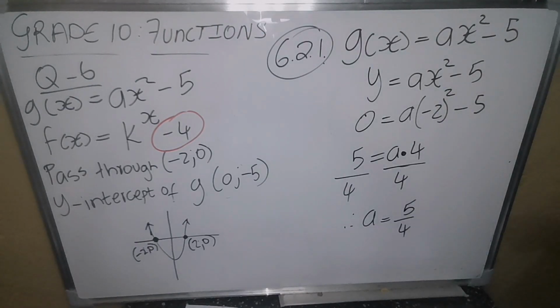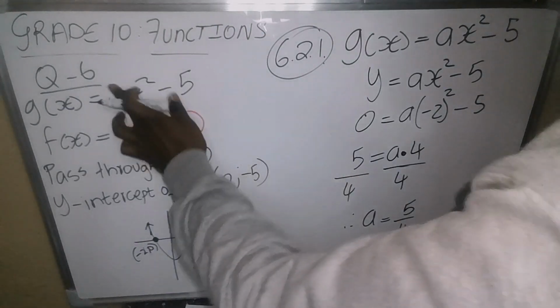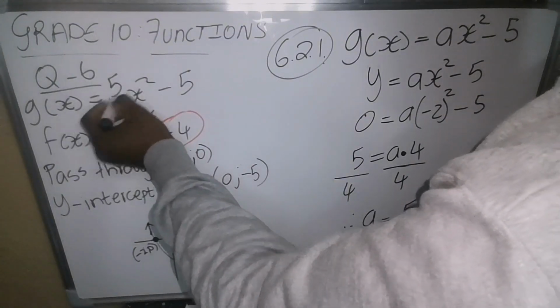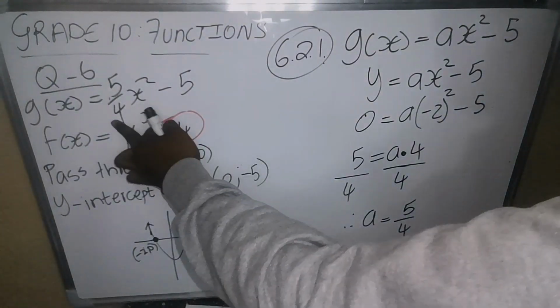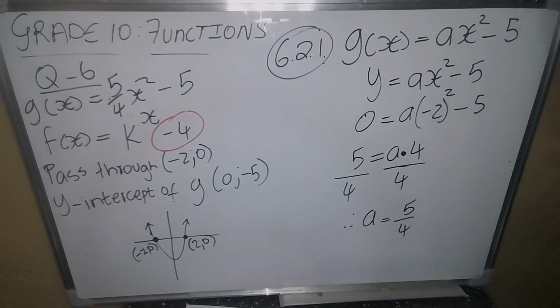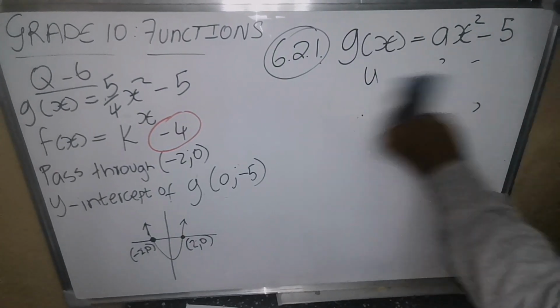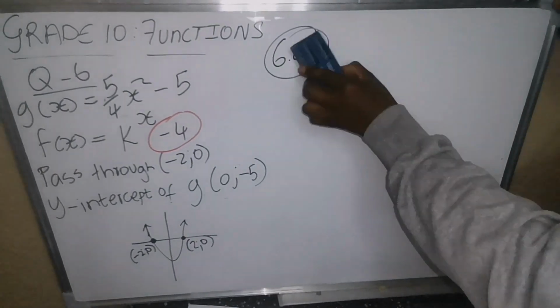I hope we are all clear, guys. a is 5 over 4. That's how you find the equation of any graph. You must just find the coordinates that already lie on that graph, then you'll be fine.